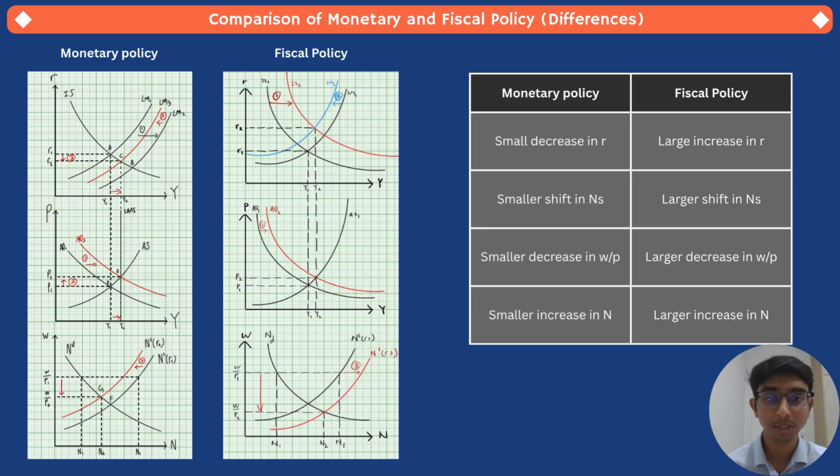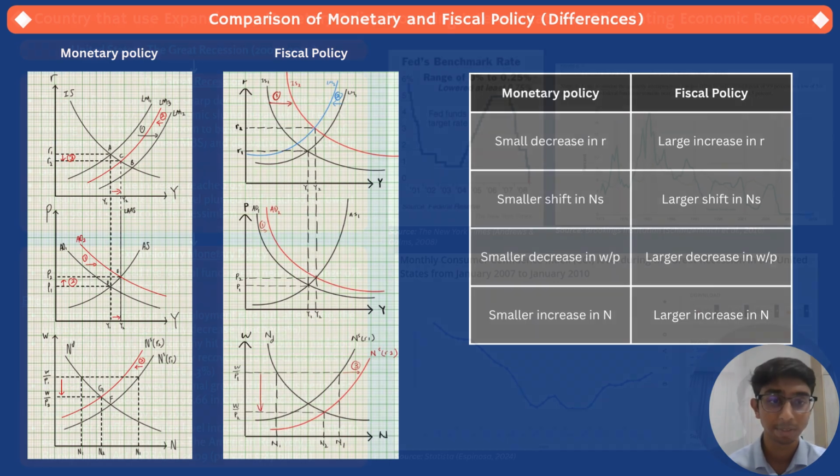The third difference is in terms of real wage. We can see that for monetary policy, there's a small decrease in real wage, while fiscal policy will have a large decrease in real wage. We can also compare in terms of employment level. For monetary policy, there's a small increase in the employment level, while fiscal policy will have a large increase in the employment level.